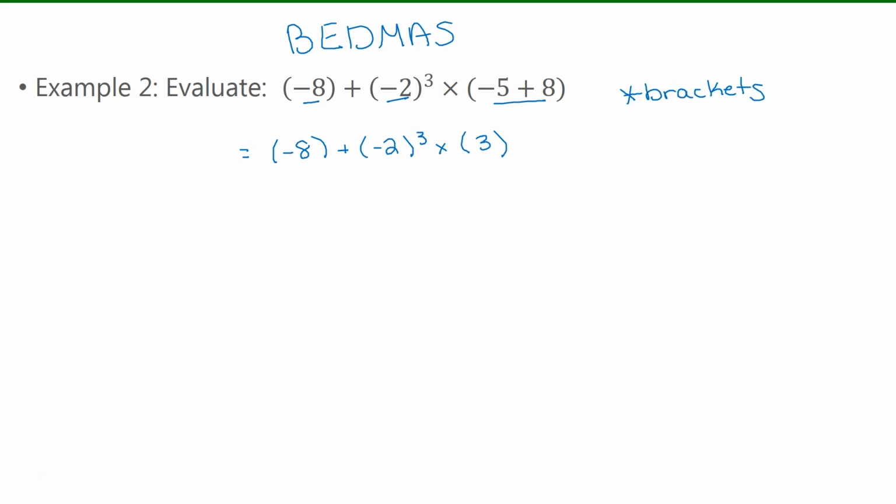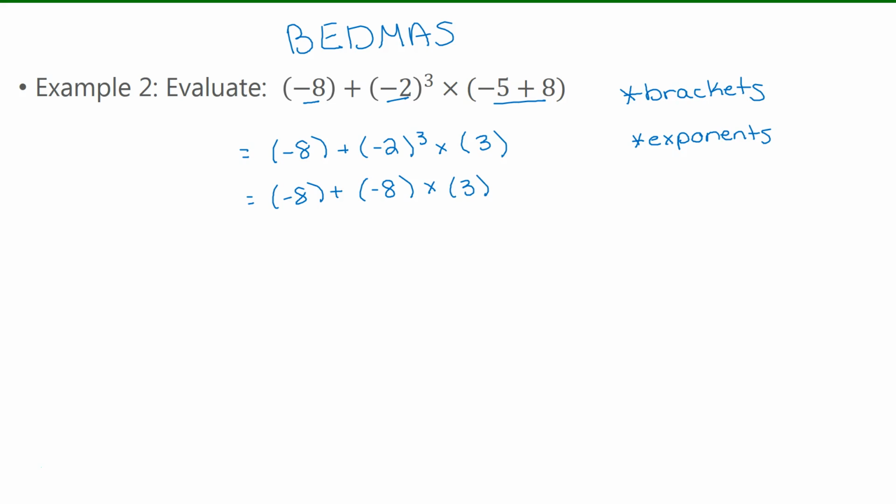All right, now that the brackets are simplified, I'll move on to my exponents. And I do have one here. I have to do -2 cubed, which means -2 times -2 times -2. So let's work that out. -2 times -2 is +4. And a +4 times a -2 is a -8.